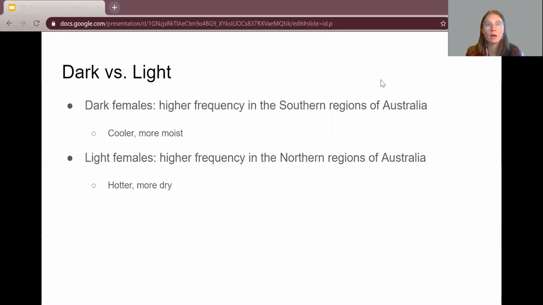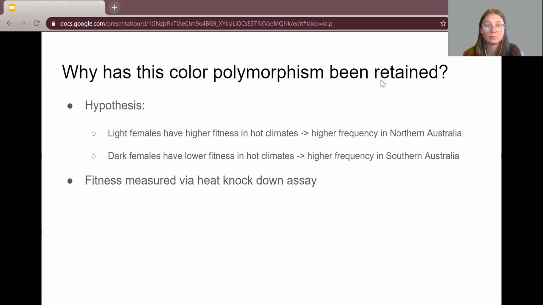So, knowing that Drosophila serrata have FLCD, we wanted to know why these two female morphs are preserved in the population. There is a gradient through Australia of dark and light females. Darker females are typically found at a higher frequency in the southern regions of Australia. These regions are cooler and more moist, while light females are found at a higher frequency in northern regions, which are typically hotter and more dry.